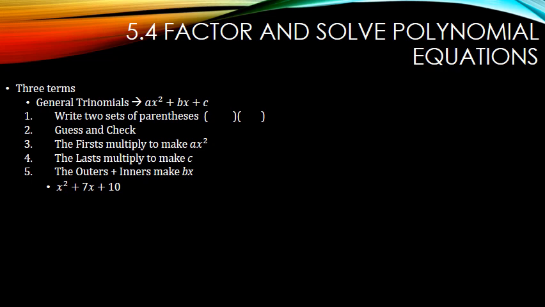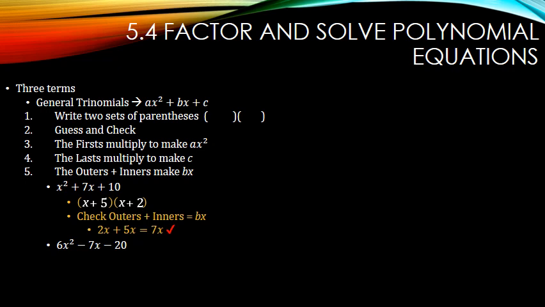So let's factor this one. So there's definitely 3 terms. We have 2 sets of parentheses. Then you say what times what makes the x squared? Well, that'd be x times x. Then what times what makes this 10? I don't know. How about 2 times 5? And then let's check. Have the outers and the inners. So the outers are 2x. The inners are 5x. 2x plus 5x makes 7x, which is the center here. So that is correct.